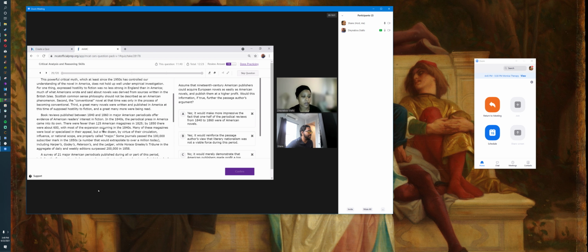Good. So he's basically, in this paragraph so far, dispelling the myths that were presented in that first paragraph. So he's saying second, the so-called conventional novel at that time was only in the process of becoming conventional. Third, a great many novels were written and published in America at this time of supposed hostility to fiction. Why does he say supposed? Because it's not really hostility. He doesn't believe it's hostility to fiction. Good.